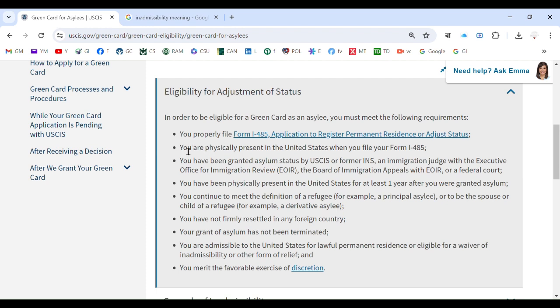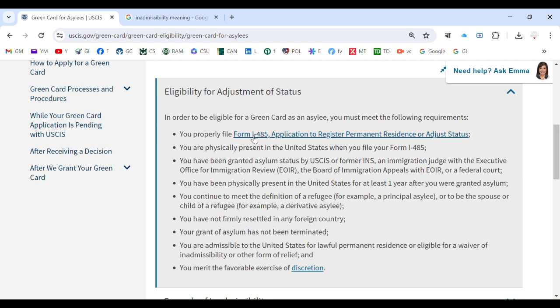Then you are physically present in the United States when you file your Form I-485. So when you file or fill out this form I-485, you have to be in the USA. If you are in South Korea and you file Form I-485, which is the adjustment of status application or application to register permanent residence, that is not going to work. You have to be within the border of the USA to file this form, okay?